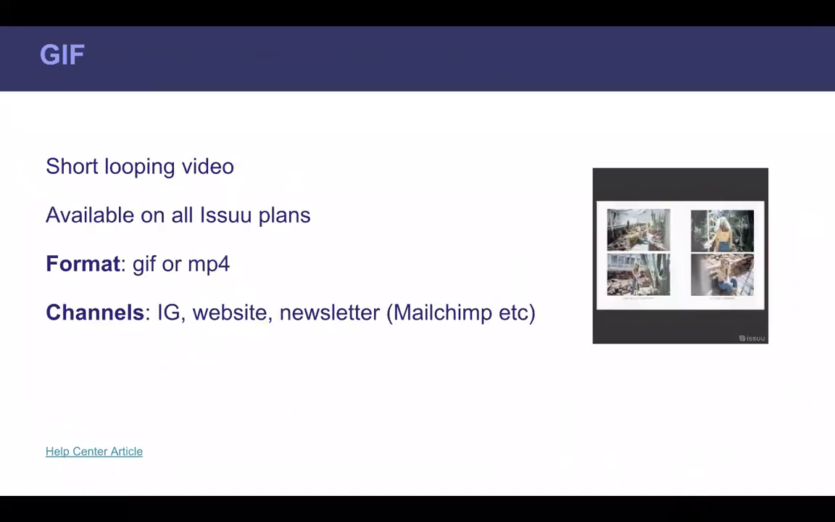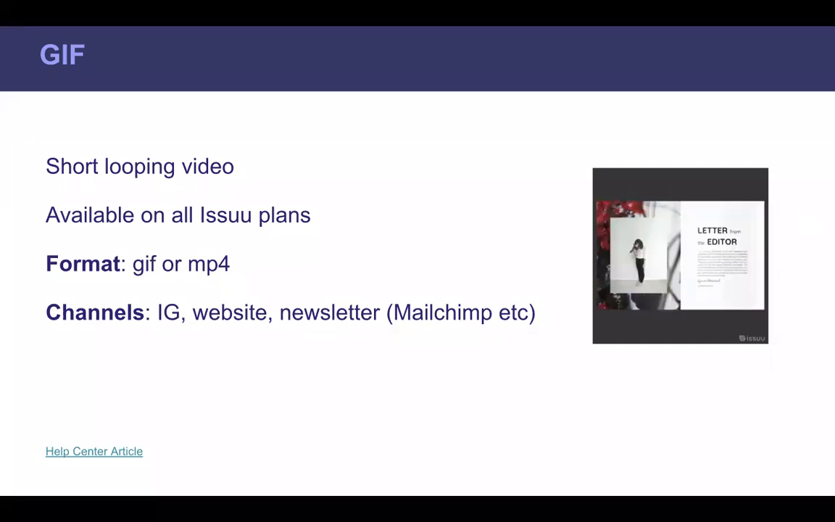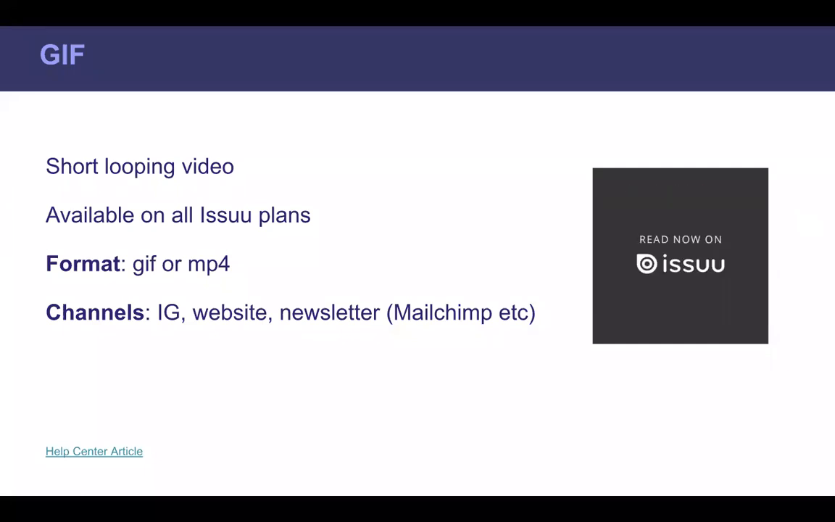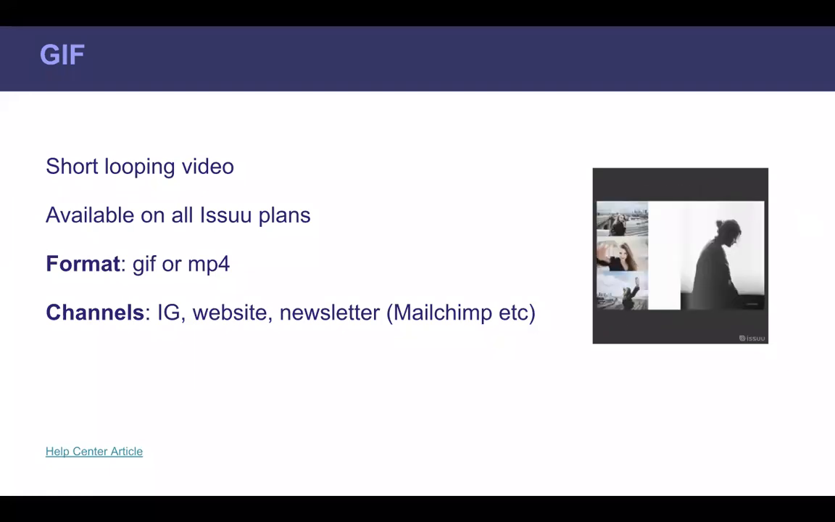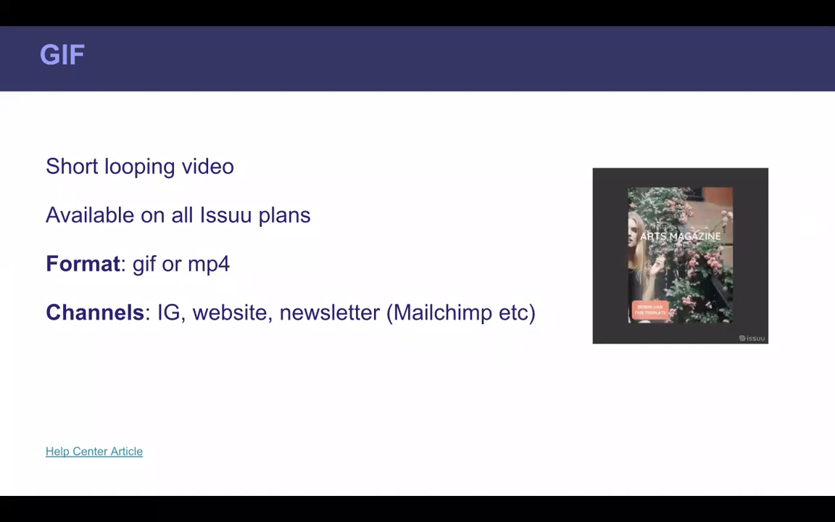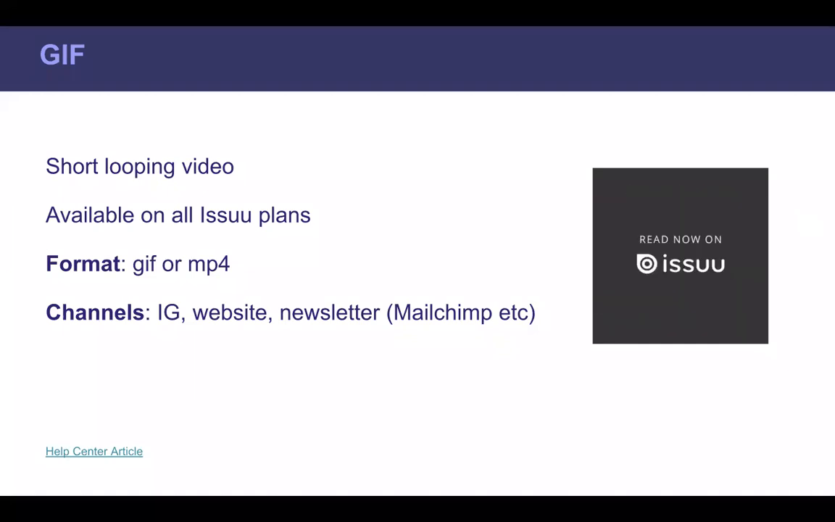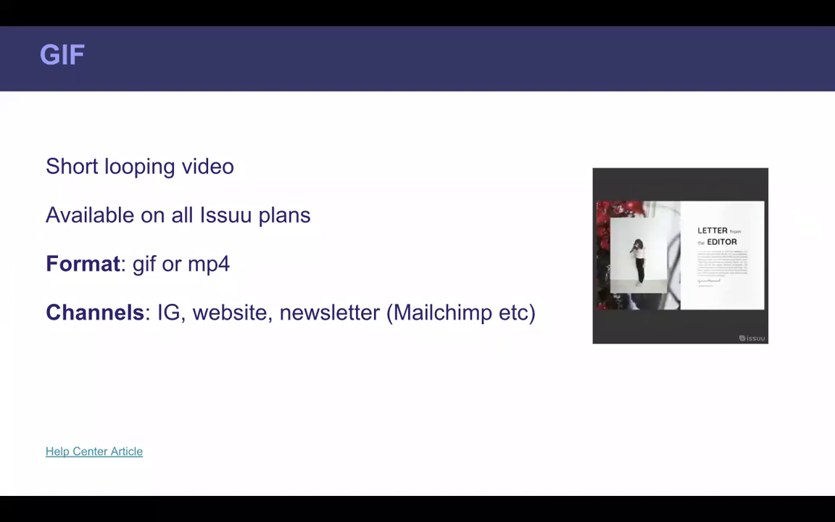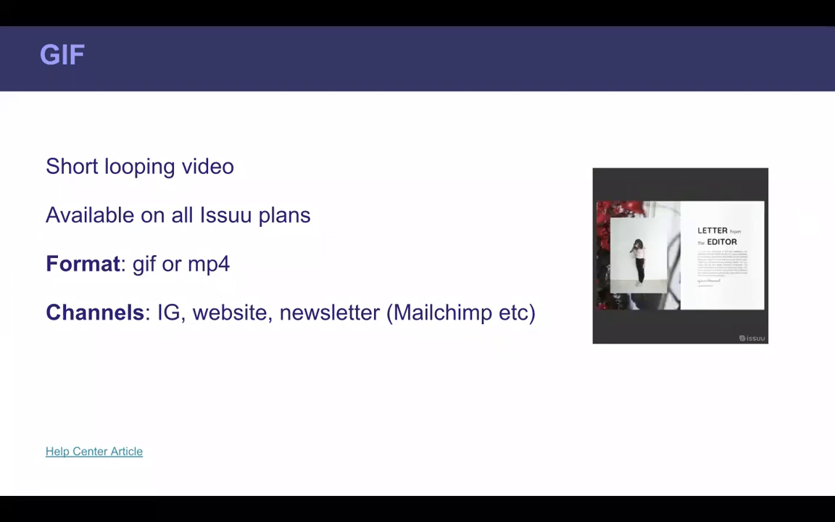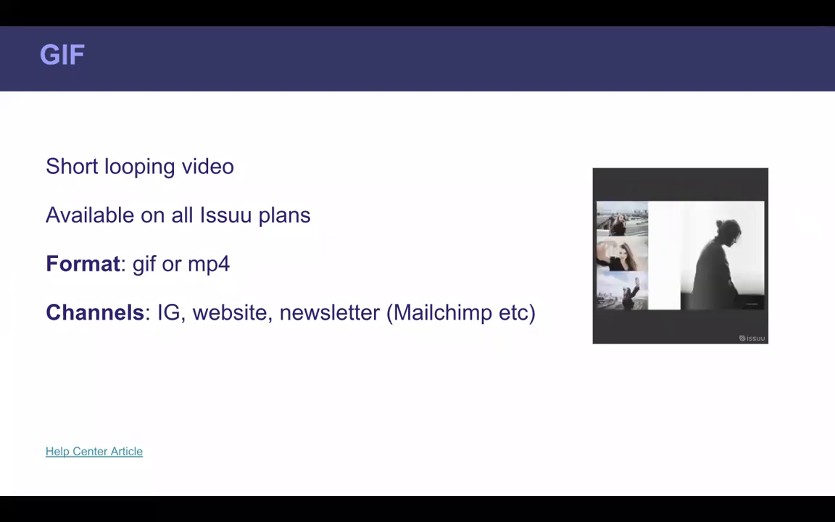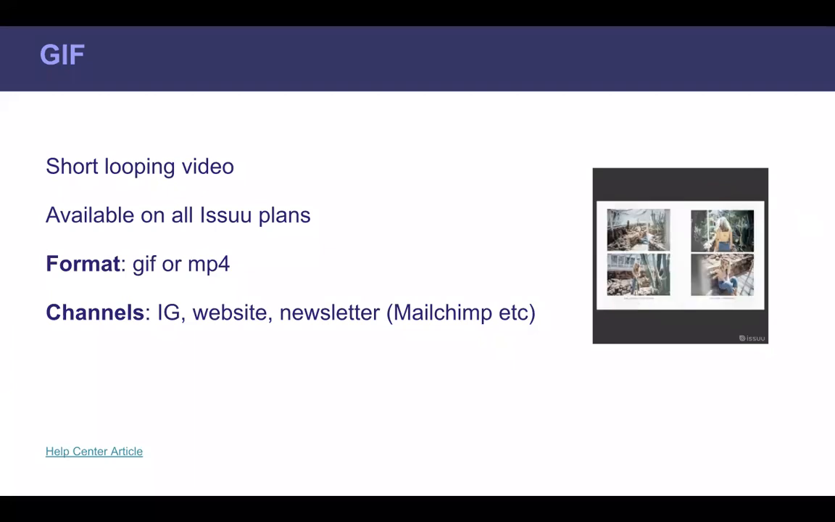Let me tell you a bit more about the GIF. So again, it is a short looping video that is available on all plans. You can decide on the background color, and then you can select anything between 2 to 5 spreads of your publication. You can download it as a GIF or as MP4, depending on the channel where you want to use it, and you can use it for example on Instagram.